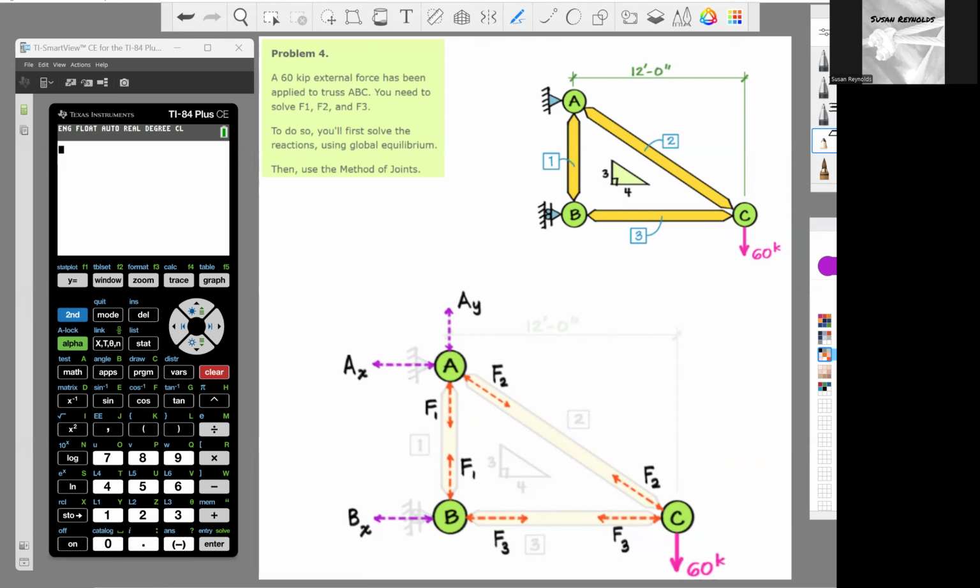Today we're going to do some truss problems, just a quick little video to help make these concepts click a little better for you is the intent. Okay, let us get going.